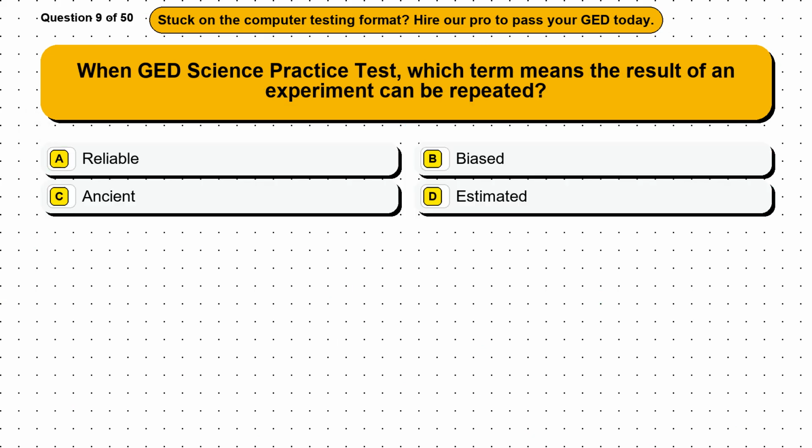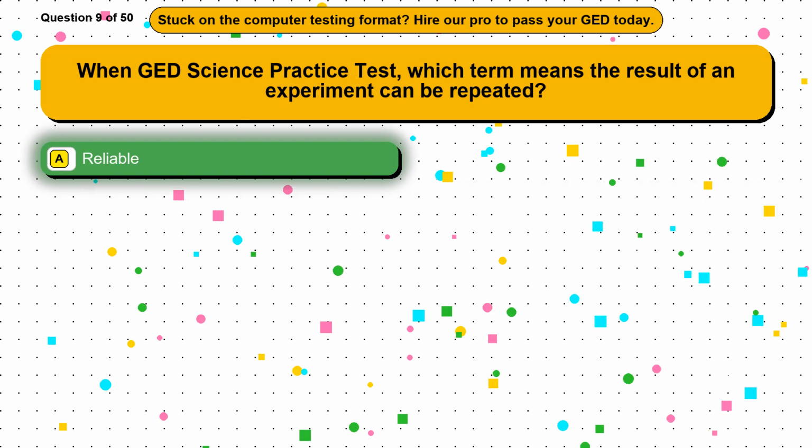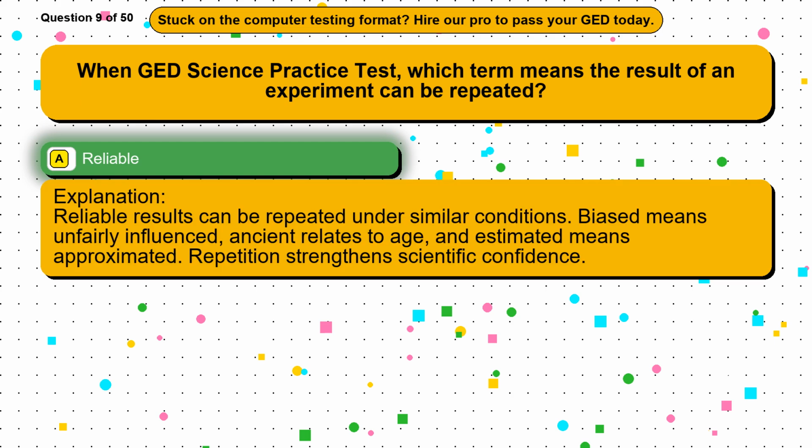Question 9. When GED Science Practice Test, which term means the result of an experiment can be repeated? Option A, reliable. Option B, biased. Option C, ancient. Option D, estimated. The correct answer is option A. Reliable. Reliable results can be repeated under similar conditions. Biased means unfairly influenced, ancient relates to age, and estimated means approximated. Repetition strengthens scientific confidence.